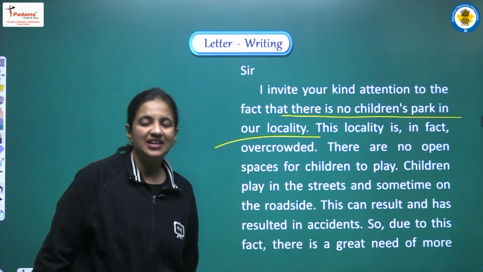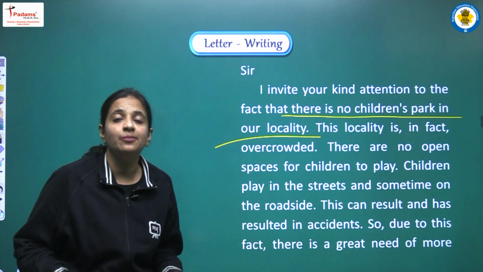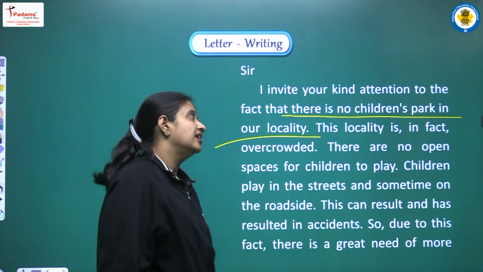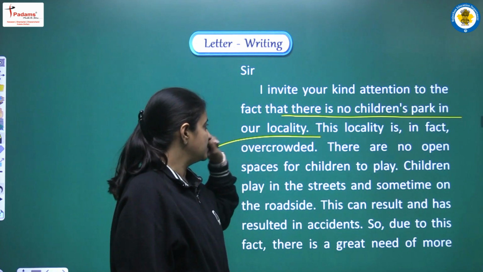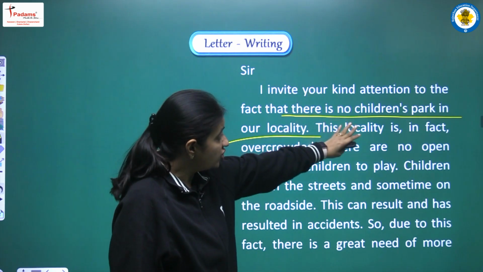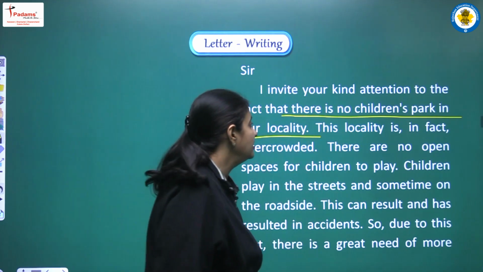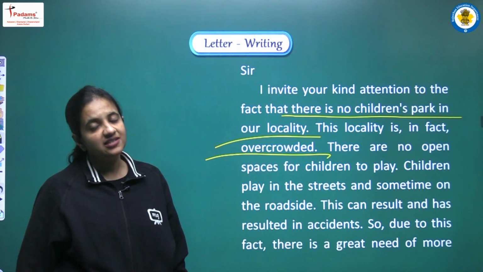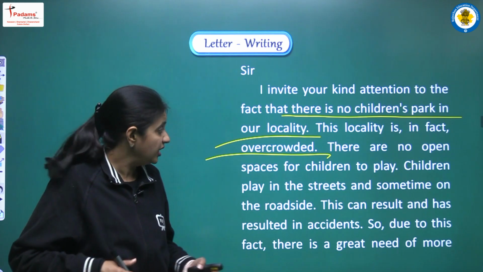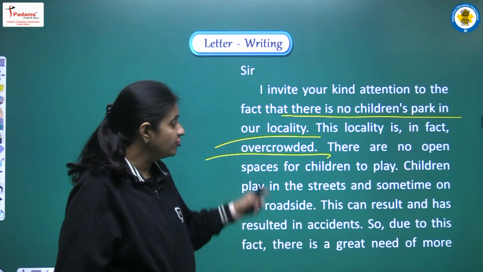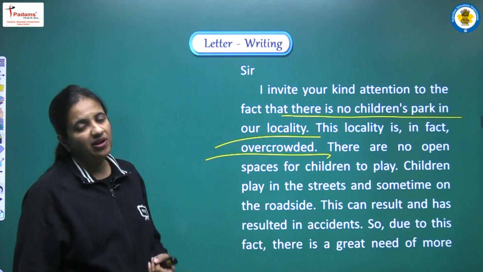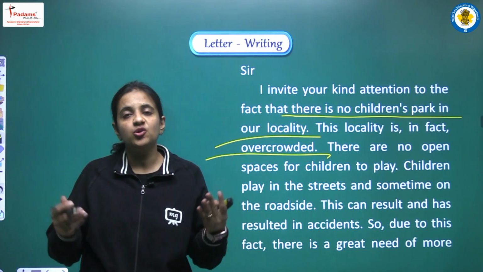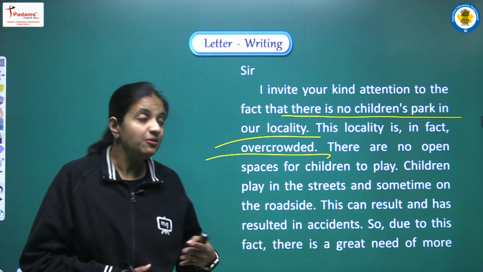So yes, in the beginning we are coming to the problem, we are coming to the purpose, that is why we are writing the letter. So we are writing this line, that I invite your kind attention towards the fact that there is no children's park in our locality. The locality is in fact overcrowded. There are no open spaces for the children to play. So the problem is that the locality is overcrowded and there is no space for the children where they can play.